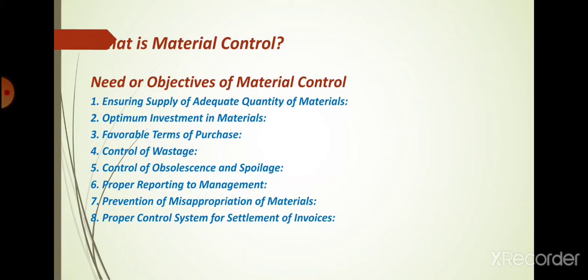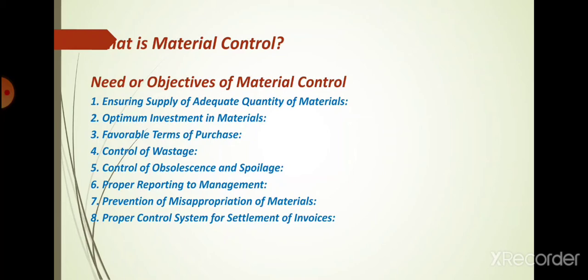The fourth one is control of wastage. Wastage of material during storage and handling on the production floor should be minimized. Standards can be fixed for wastage and efforts can be made to keep the actual wastage below the standard level. Pilferage, theft, etc. should be minimized to keep material cost within control.